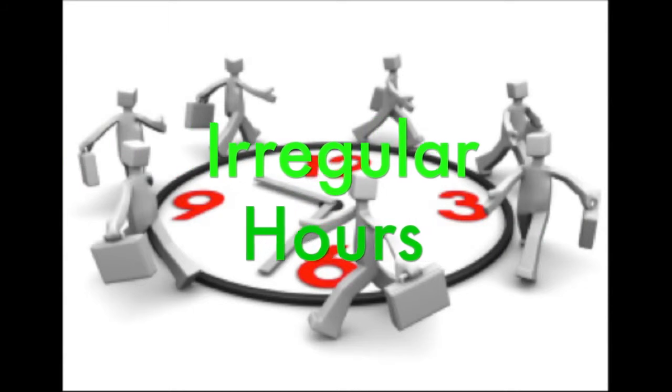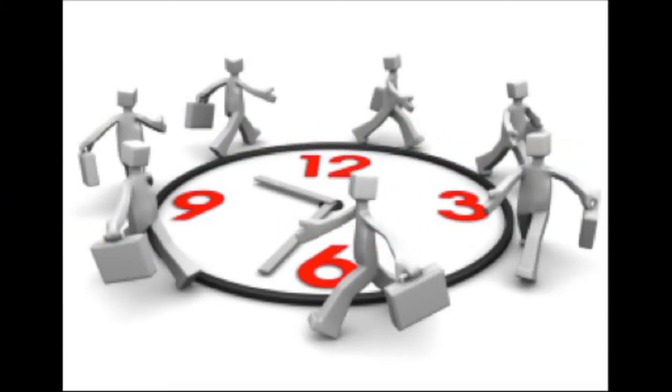Irregular hours. Irregular working hours are hours outside normal daytime hours on weekdays. Four types of irregular working hours are distinguished. Evenings, hours between 7 o'clock in the evening and midnight. Nighttime, hours between midnight and 6 o'clock in the morning. Saturdays, daytime hours on Saturdays. Sundays, daytime hours on Sundays.